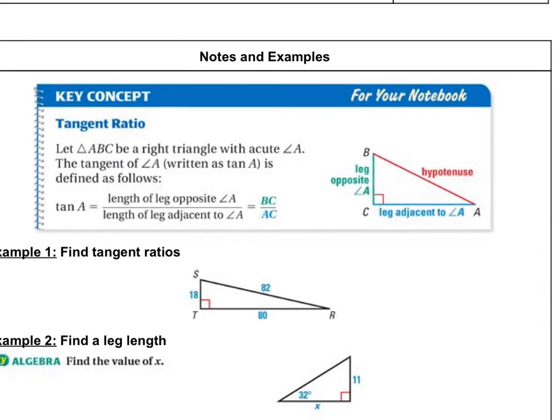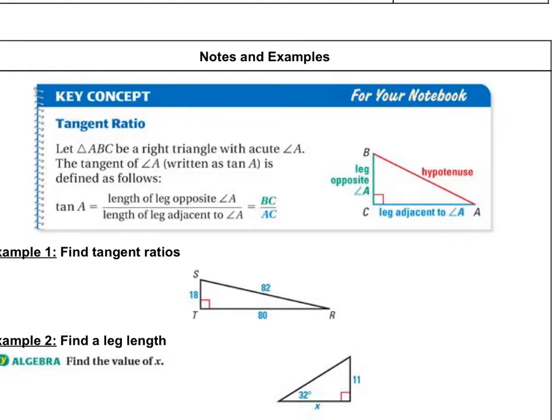If we have a right triangle, and we're talking in perspective to angle A, we need to identify the leg opposite of A, which is this green one over here, and the leg adjacent to A, which is this blue one here, and then we always know which one the hypotenuse is. So the tangent ratio is always opposite over adjacent.